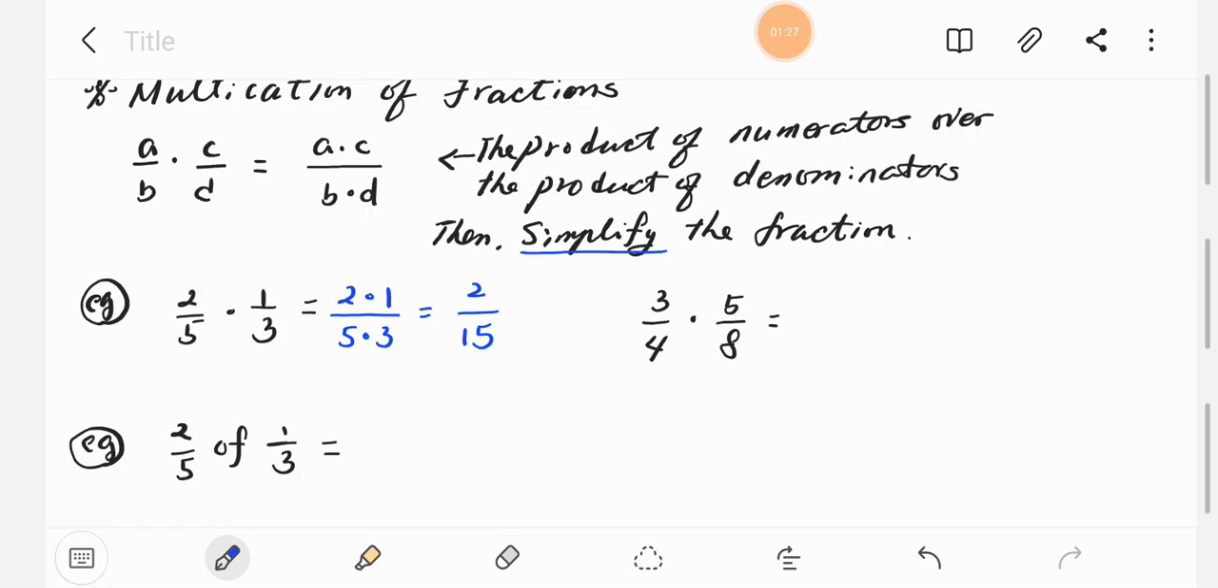How about the next example? The numerator will be 3 times 5 over the denominator, which will be 4 times 8. Then the numerator, the product, will be 3 times 5, which is 15, and 4 times 8 is 32. Okay, is there any common factor?